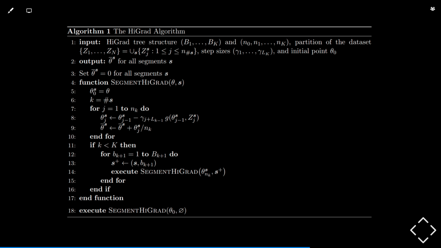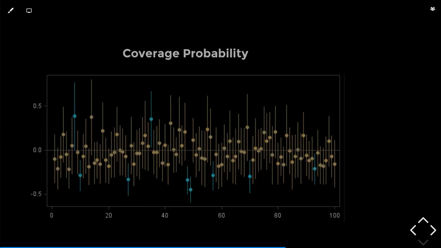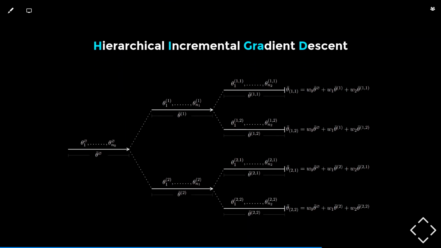My objective here is going to be giving you a more intuitive overview of what happens, and then showcasing the library itself. So this is what happens in the HiGrad algorithm. It starts out the same as any other stochastic gradient descent. HiGrad basically builds upon incremental gradient descent, which is basically stochastic gradient descent. So that's the same as what we have already discussed and what you're familiar with. The hierarchical part is where the novelty lies.